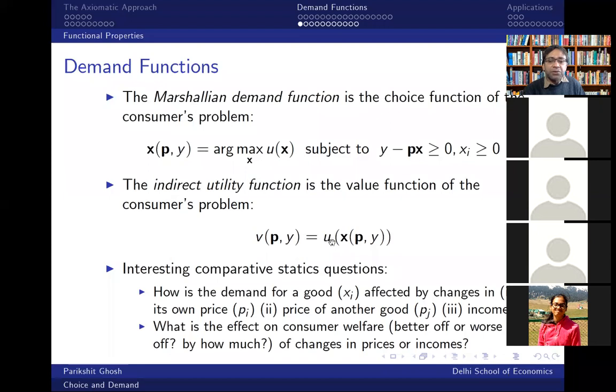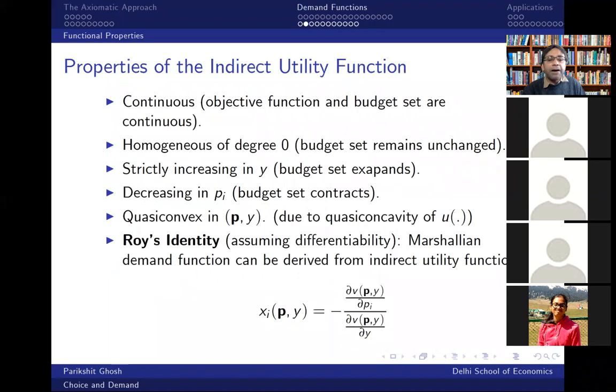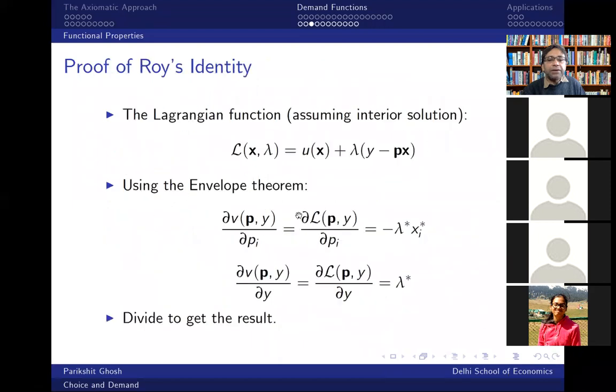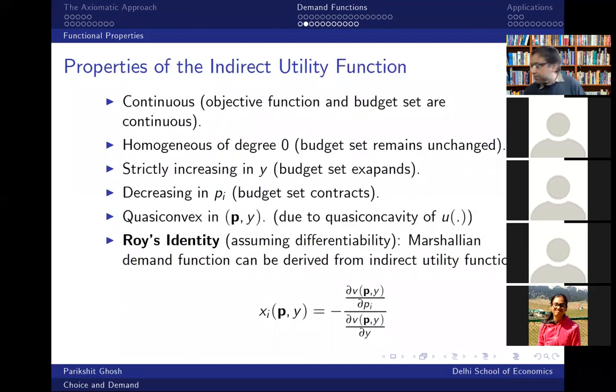The direct utility function, the original utility function which was being maximized, was a function of quantities. Once you plug in your demand functions, you can express utility as a function of prices and income, and that's your indirect utility function. And these are the kind of comparative statics questions we are interested in. Since everything was quite abstract, let's apply it to the consumer's problem, and then I'll stop.